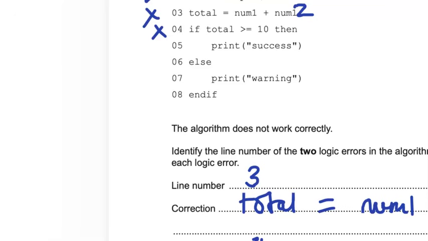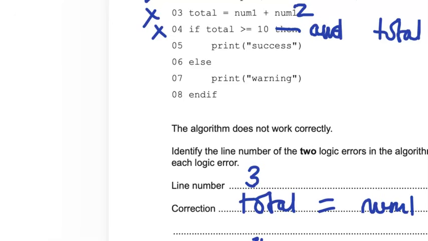If total is greater than 10 and total is less than or equal to 20, then. So we do that as well. Right, so the correction is if total is greater than or equal to 10 and total less than or equal to 20, then. And that's our 4 marks.